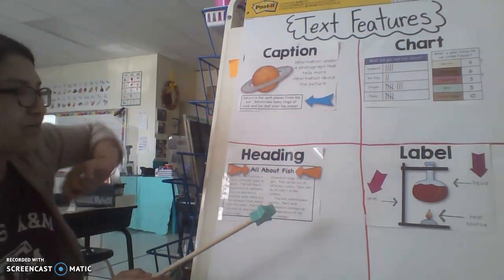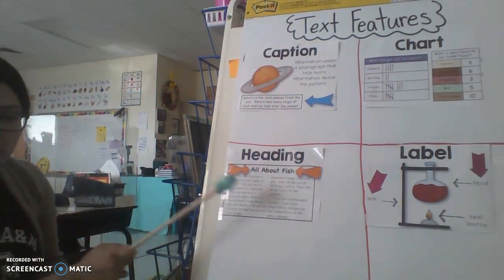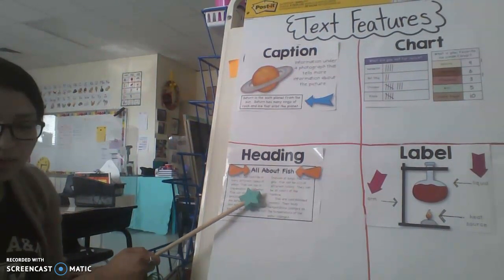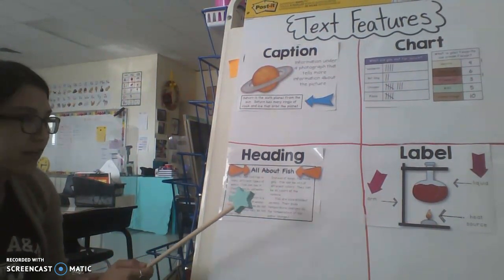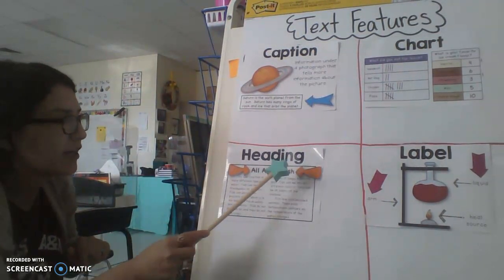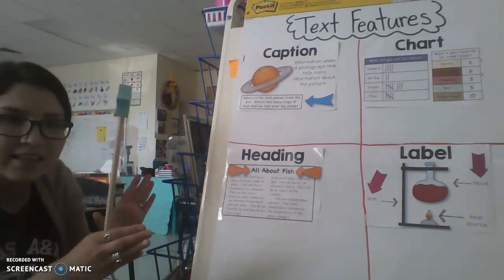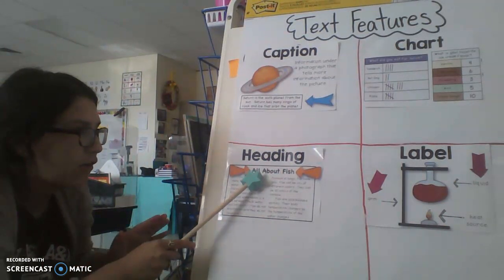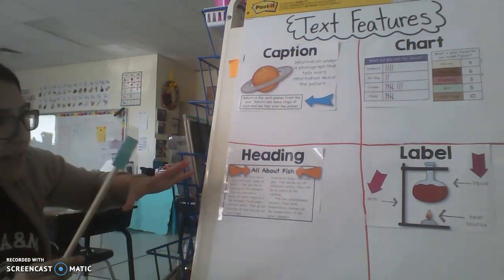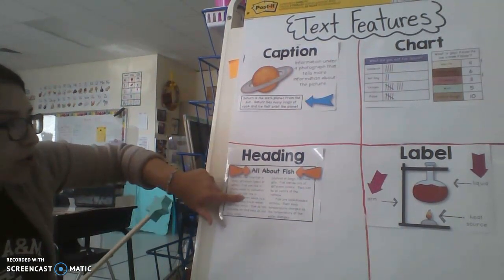Okay? Headings. Headings tell what part of a text is about. So, right here, do you see these arrows? All about a fish. And usually a heading stands out. So you see how this font is bigger, it's bold, darker. It really stands out compared to the rest of the words.